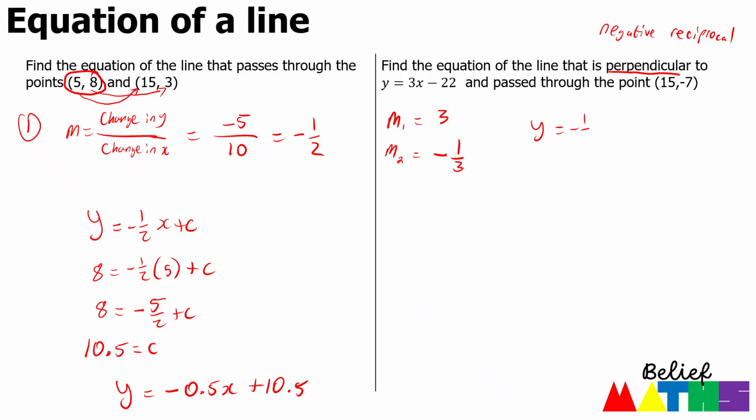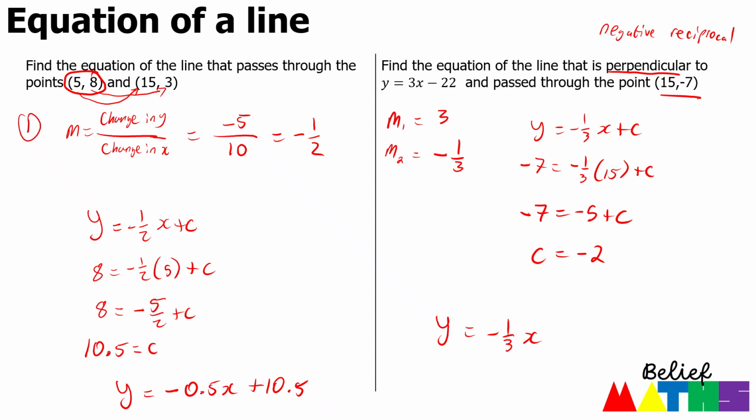y equals minus 1/3 of x plus c. Subbing in our point, we get minus 7 is equal to minus 1/3 times 15 plus c. Again, your calculator will do a third times 15 for you. You get minus 7 is equal to minus 5 plus c. So therefore c is equal to negative 2. So our final answer then is y equals minus 1/3 of x minus 2. And that's the equation of the perpendicular line.